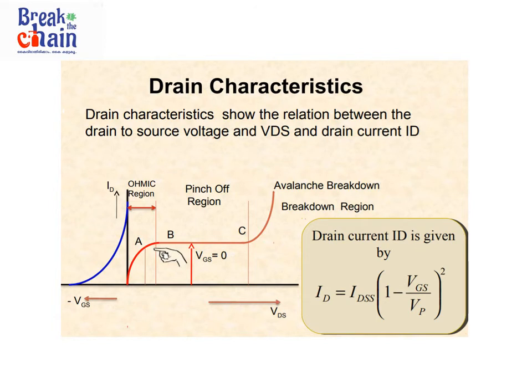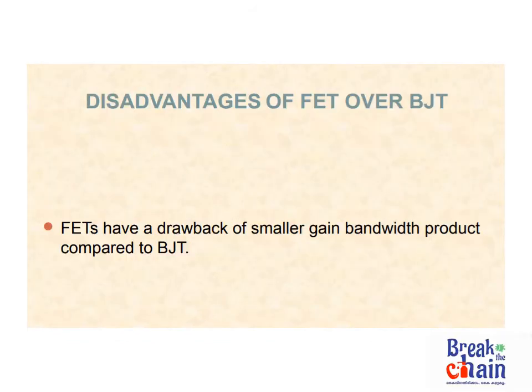Now here also you can see that the point B is called the pinch-off voltage, and there are three regions: ohmic region, pinch-off region, and avalanche region or breakdown region.